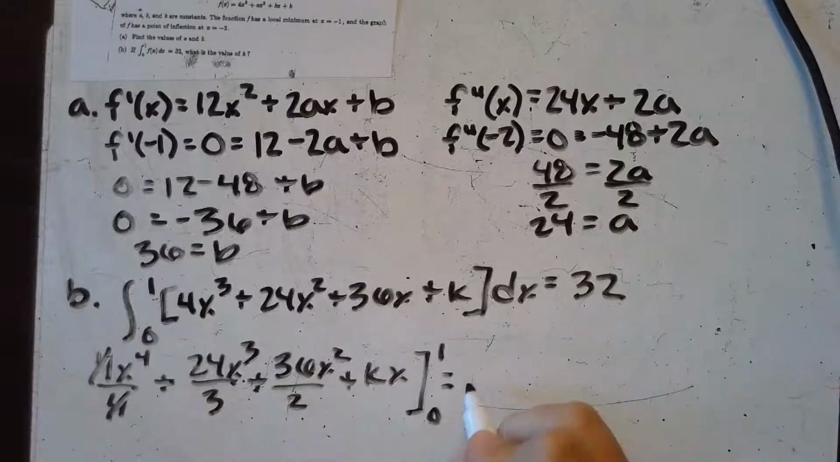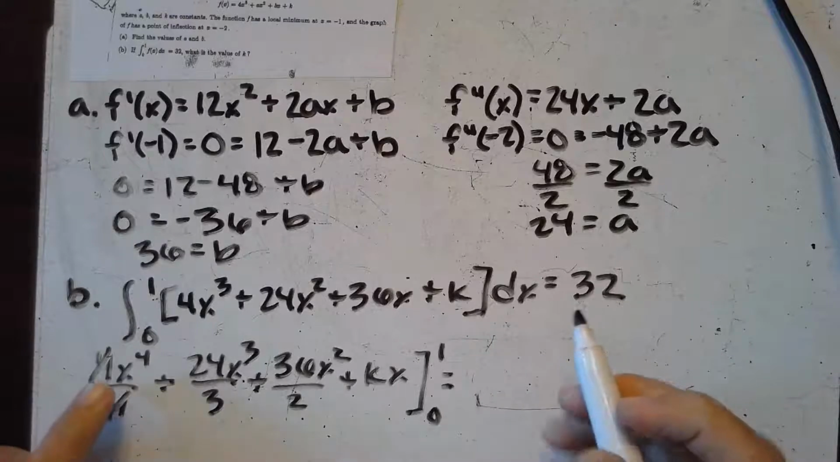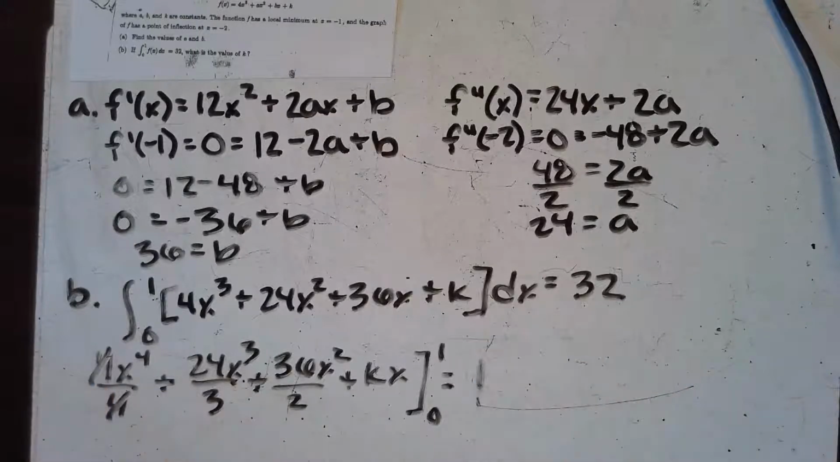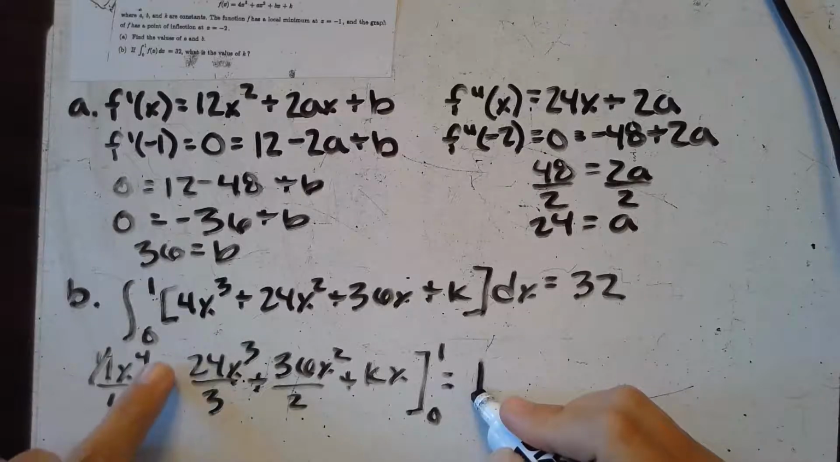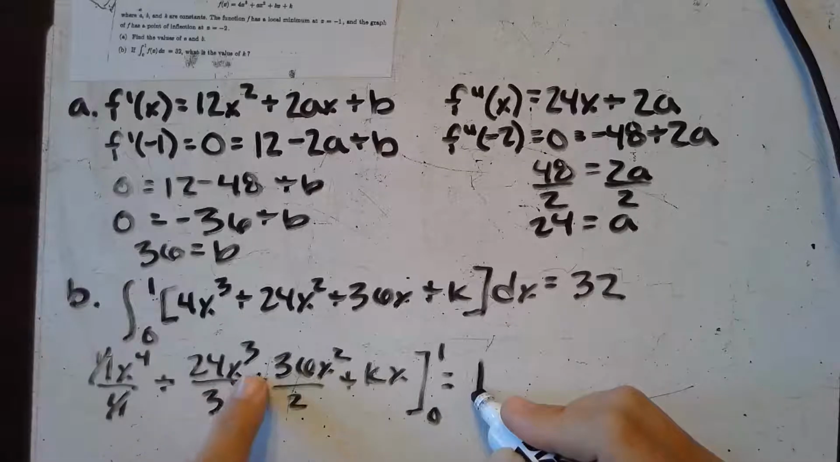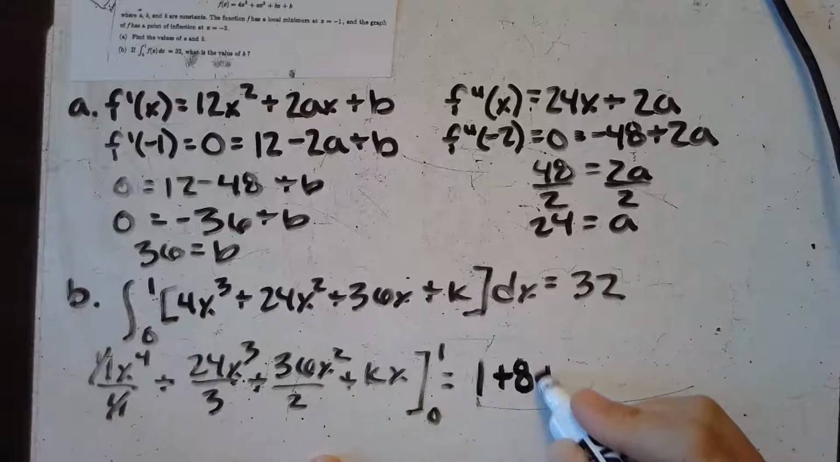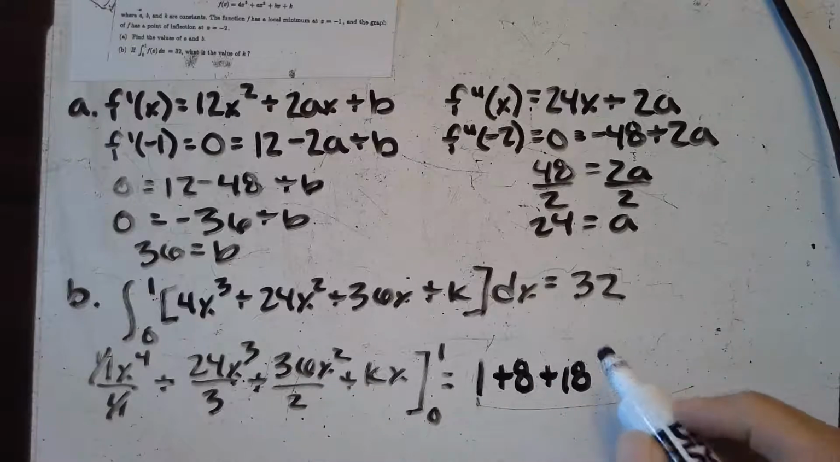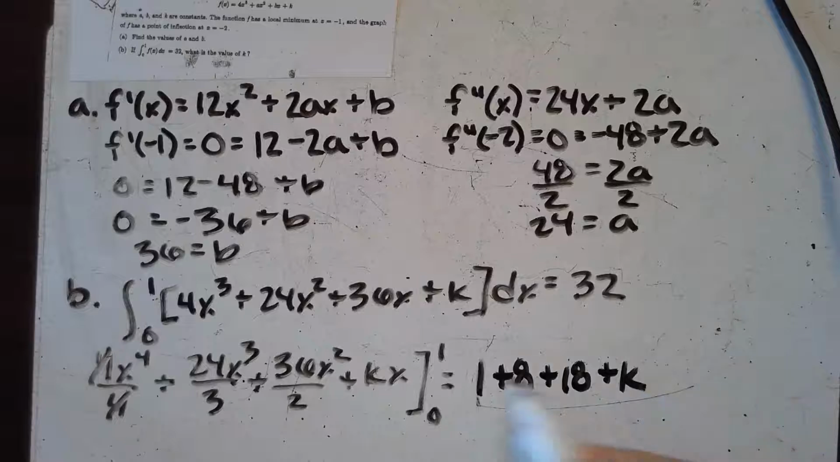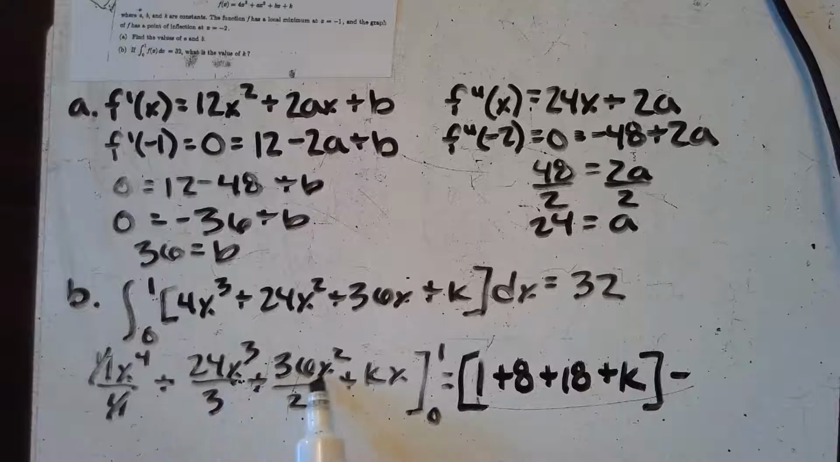So when I plug 1 in here, I get basically 1 to the 4th is 1. I'm going to do a little bit of this in my head, and I think you can too, being calculus students. Now 24 divided by 3 is 8, and then when I do 1 cubed, that's just going to be plus 8. 36 divided by 2 is 18, and then 1 squared, that's just going to be plus 18. Plus k. And now I would typically take all this and minus when I plug in 0, but think, all of these have x's. So that's just going to be 0.